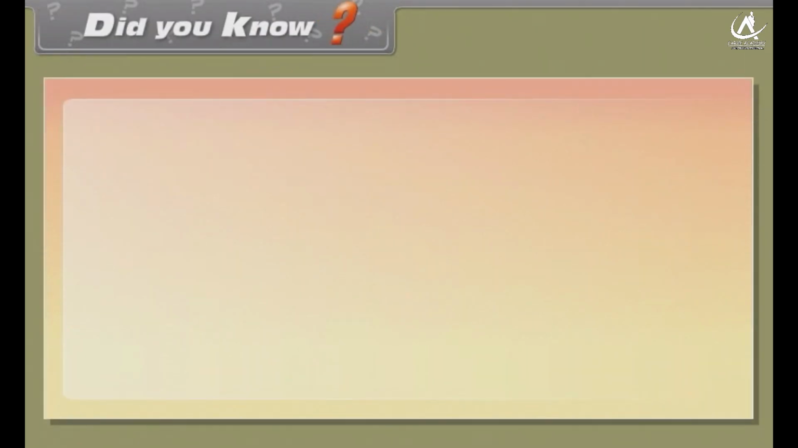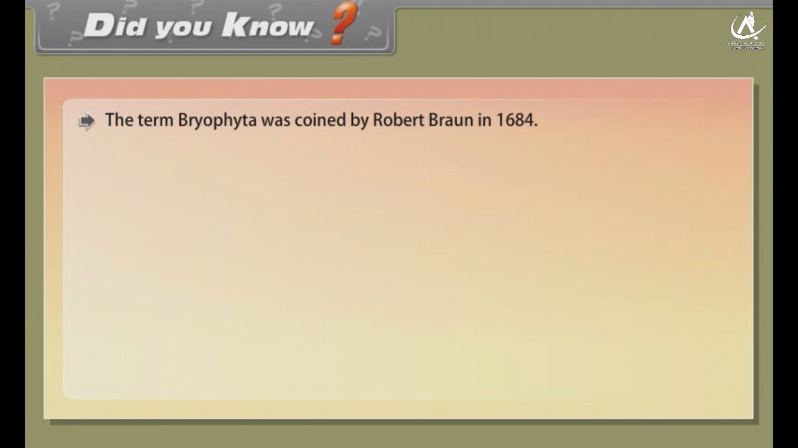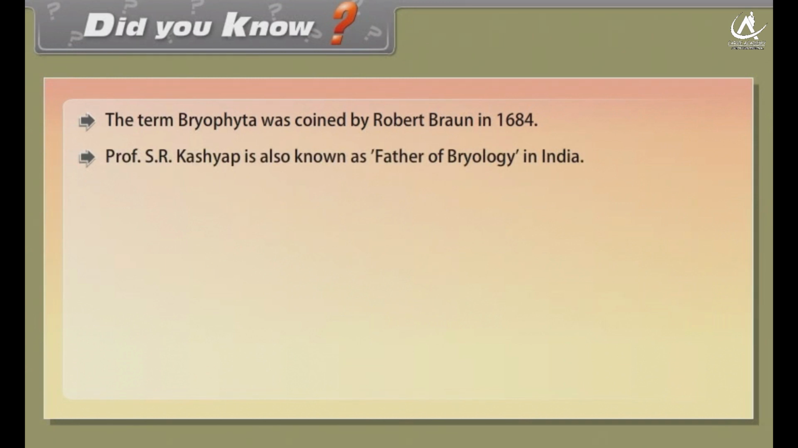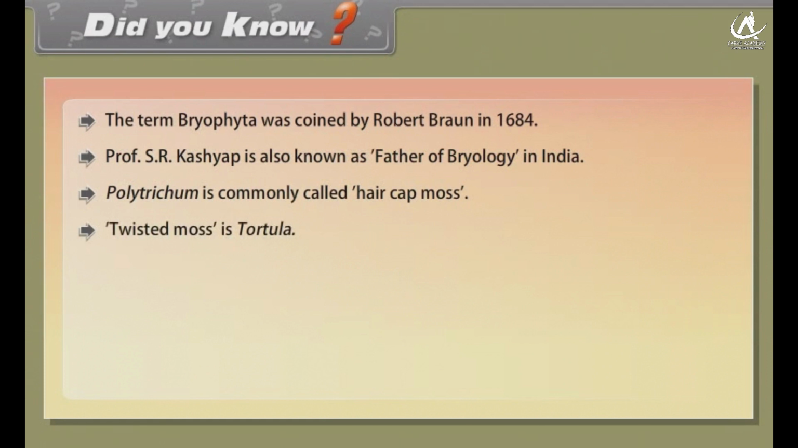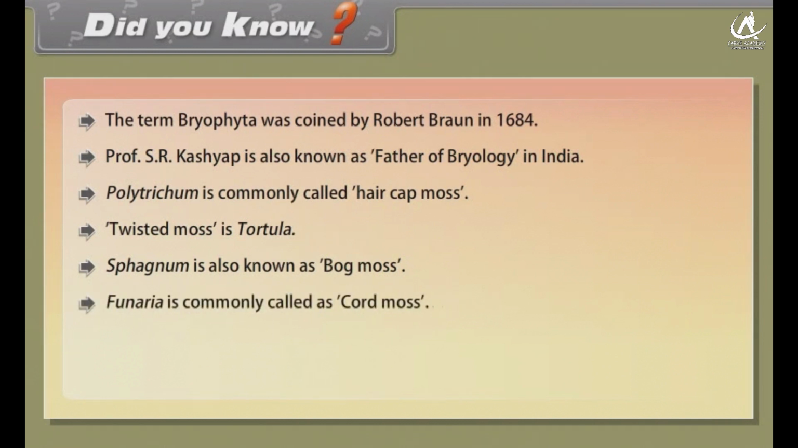Did you know the term bryophyta was coined by Robert Braun in 1684? Professor S.R. Kashyap is also known as the father of bryology in India. Polytrichum is commonly called haircap moss. Twisted moss is Tortula. Sphagnum is also known as bog moss. Funaria is commonly called cord moss.